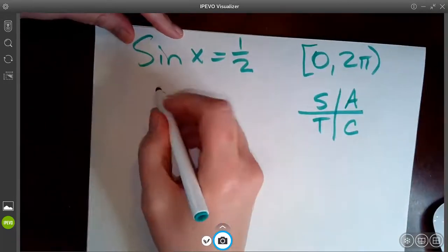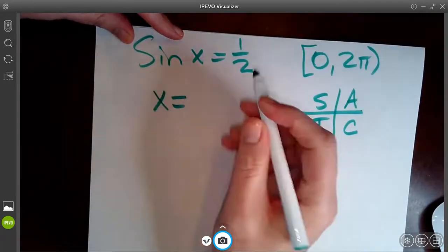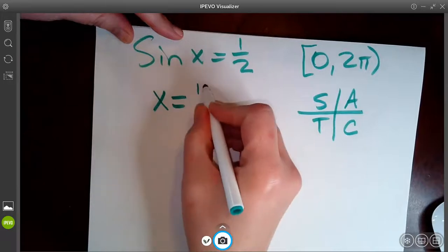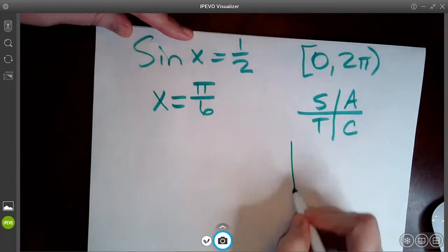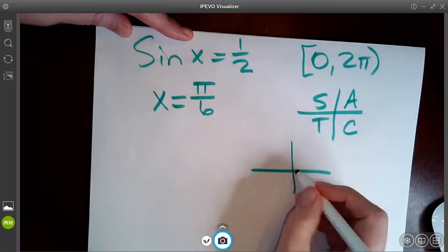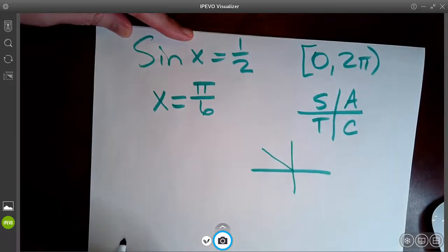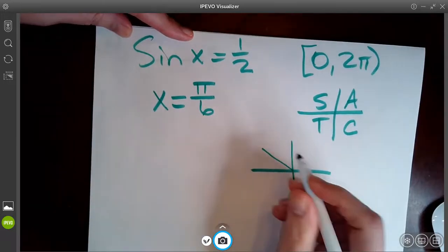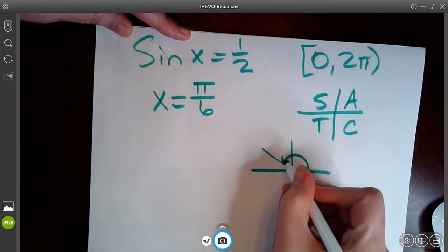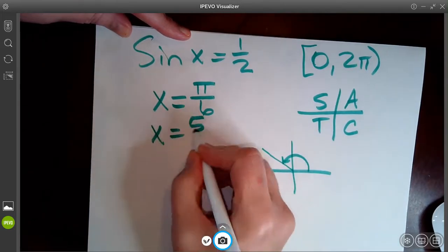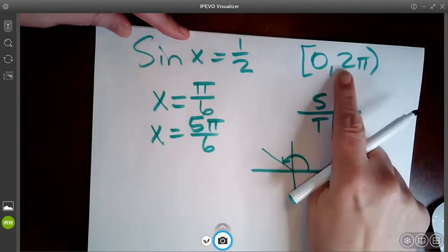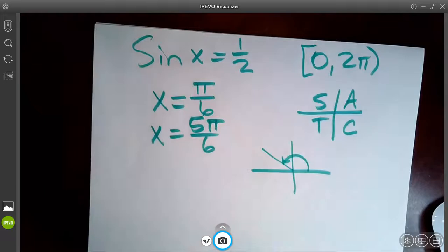But sine is equal to a half when x, or the angle, is equal to, we're going to do radians here, pi over 6. So if I think about quadrant 2 over here, I also need a reference angle of pi over 6. So what is this angle? Well, it is 5 pi over 6. Since we're just between 0 and 2 pi, those are our two solutions.